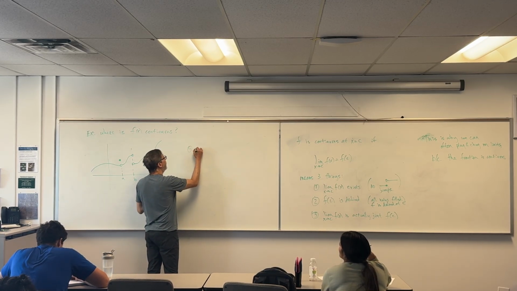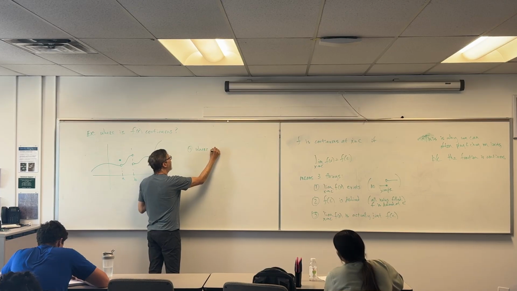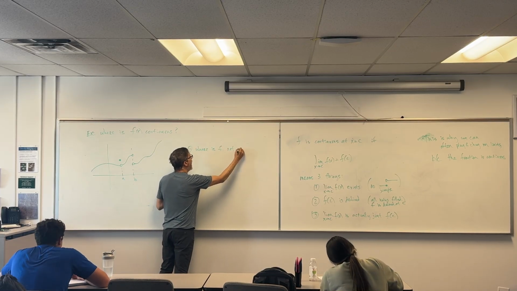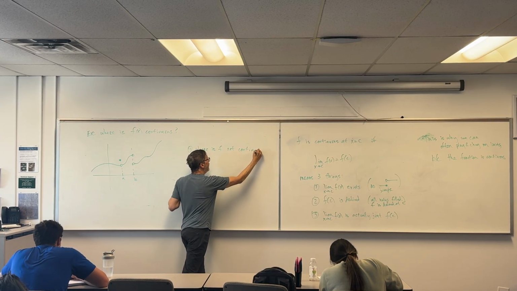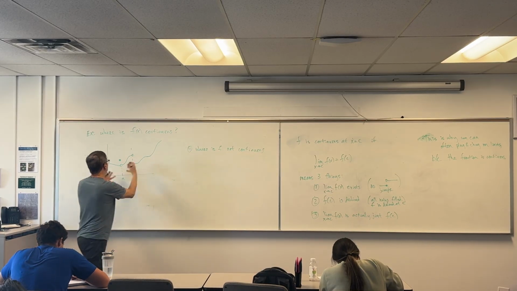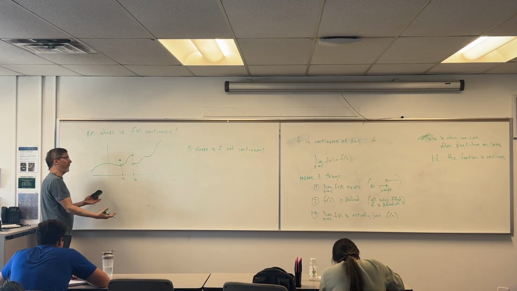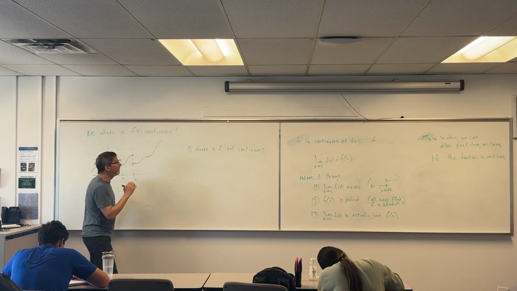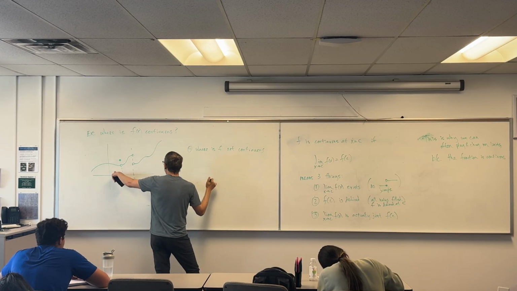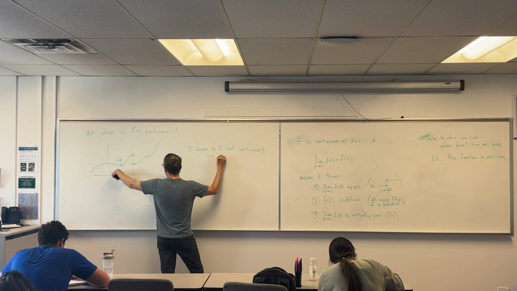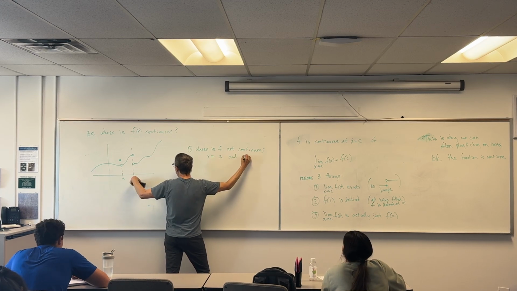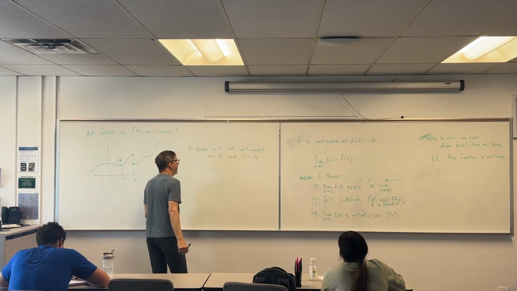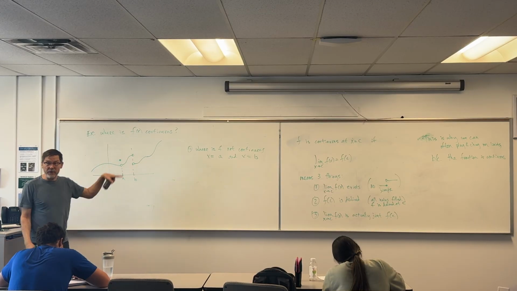So step one is, where is f not continuous? Because it's continuous in like a billion and infinitely many places. It's really only screwed up in two. So let's list those. So the first problem is at x equals a, and at x equals b is the second problem. That's where it's blown.